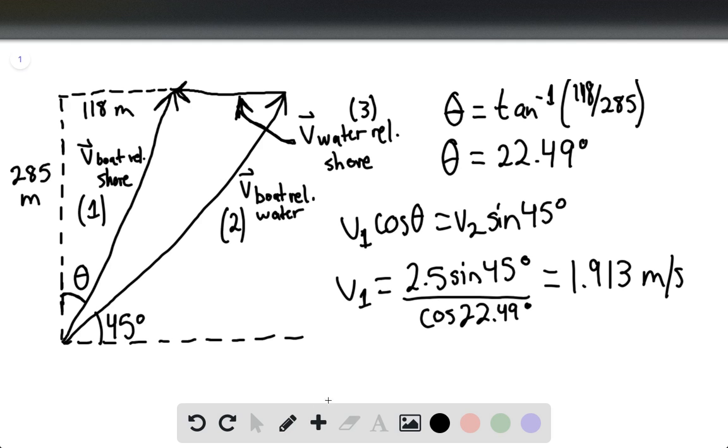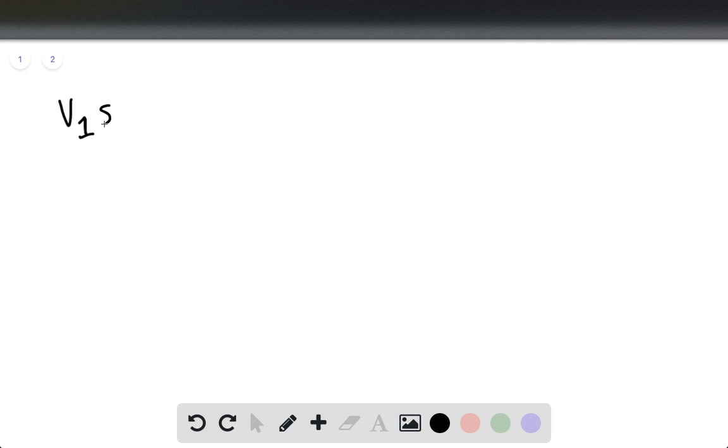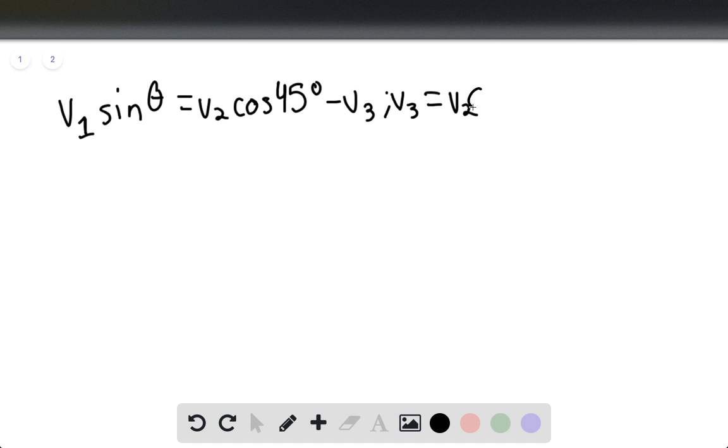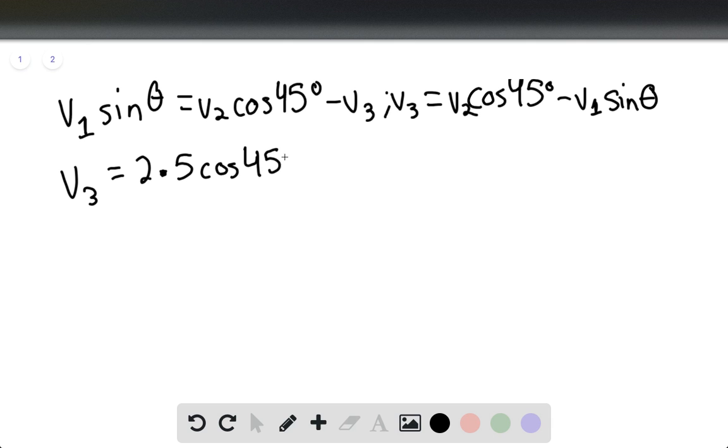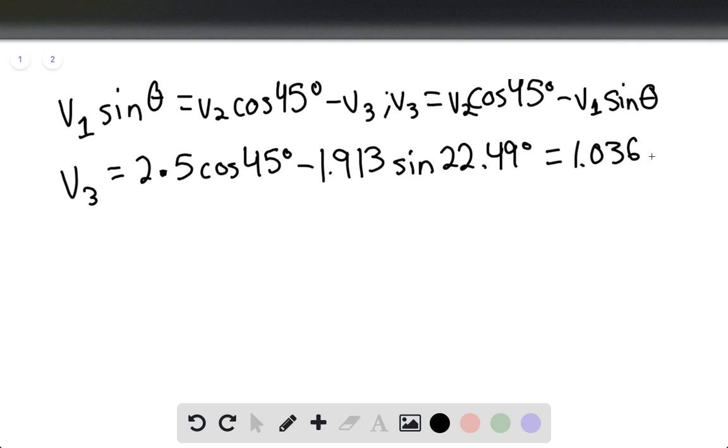So we can say that v sub 1 sine of theta equals v sub 2 cosine of 45 degrees minus v sub 3, which means that v sub 3 is going to be equal to v sub 2 cosine of 45 degrees, and then minus v sub 1 sine of theta. So we can say that v sub 3 is going to be equal to 2.5 cosine of 45 degrees minus 1.913 times sine of 22.49 degrees, and this is going to be equal to 1.036 meters per second.